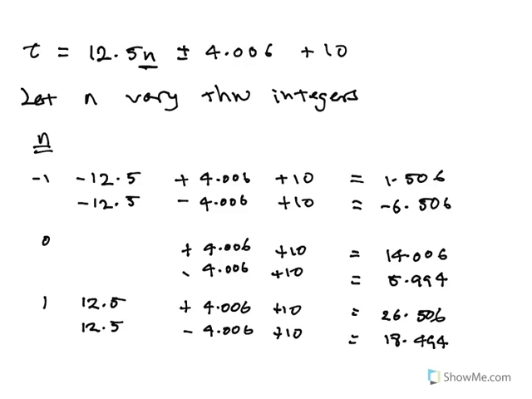Those numbers repeat every cycle, which is 12.5 hours. That's the period length, 12.5 hours. I should find that if I add 12.5 to the numbers, it will overlap onto the next one. So 14.006 plus 12.5 gives me that one, and if I add 12.5 to 5.994, I get 18.494. And that's how we get the following solutions using the general function.